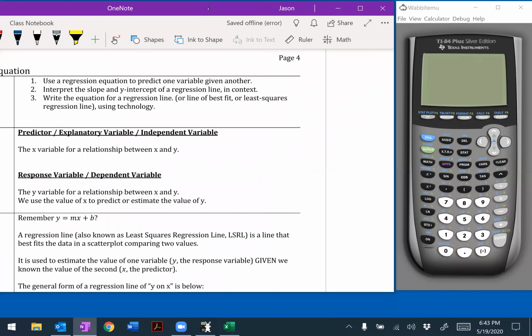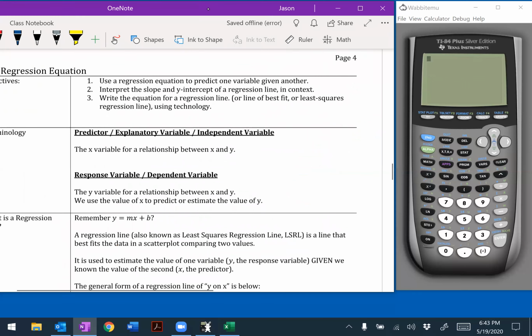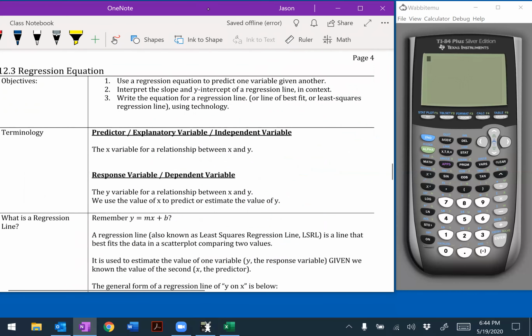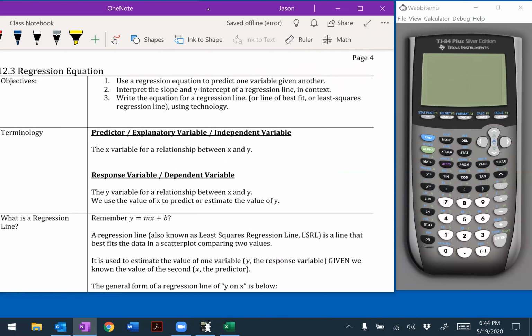Okay, let's talk about the regression equation. Use a regression equation to predict one variable given another. Okay, x versus y. Interpret the slope and the y-intercept. What's the slope and the y-intercept of a regression line in context? So we're going to figure out what these lines mean.